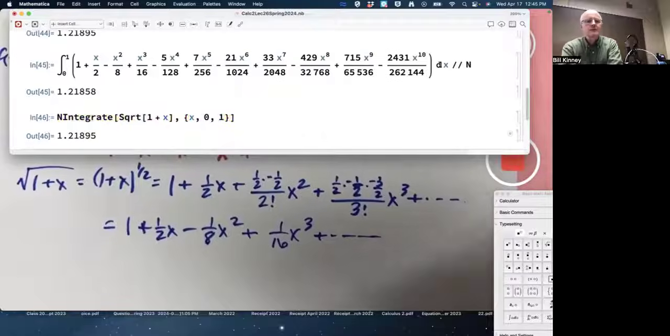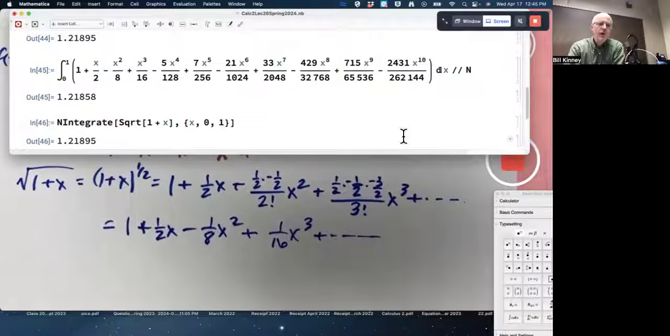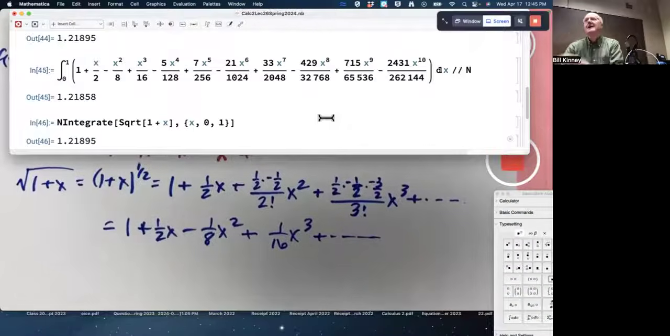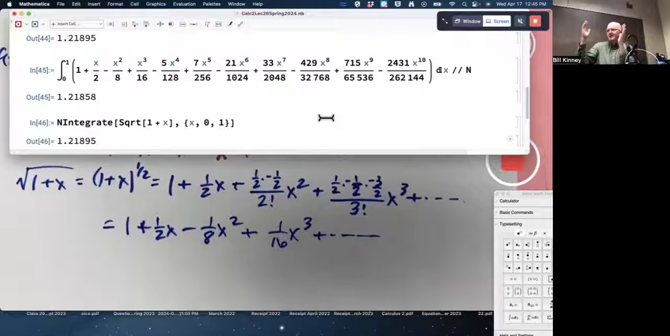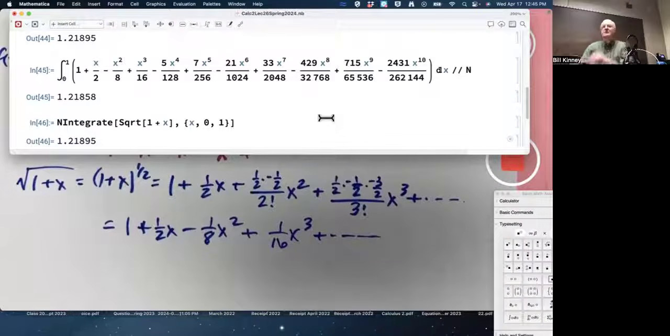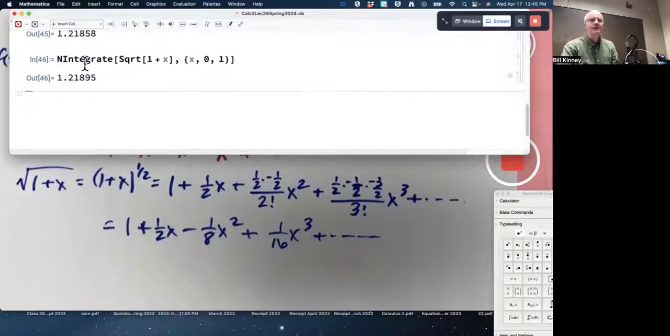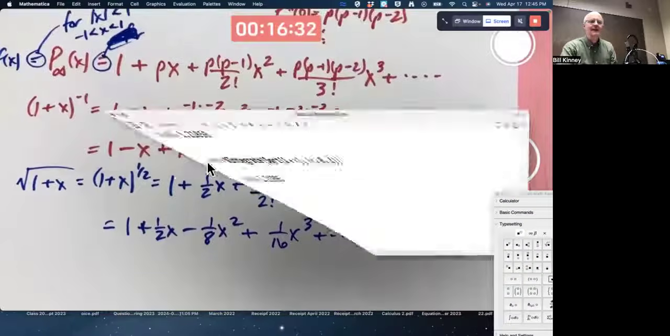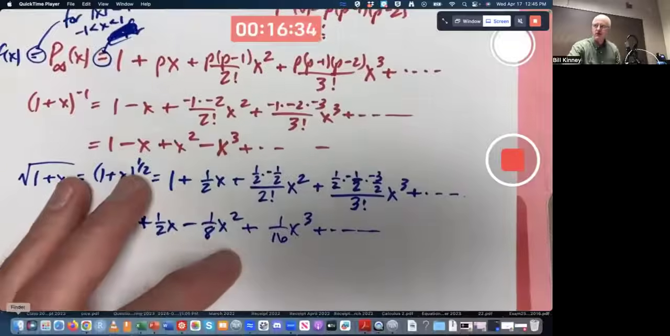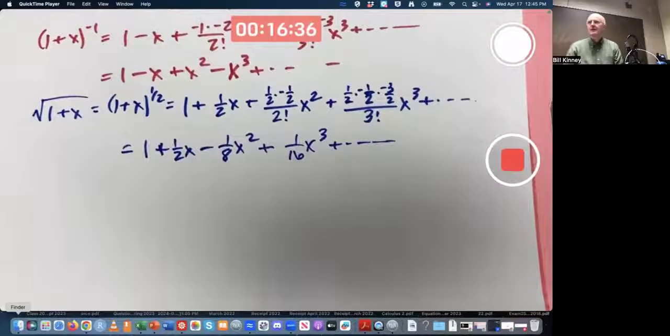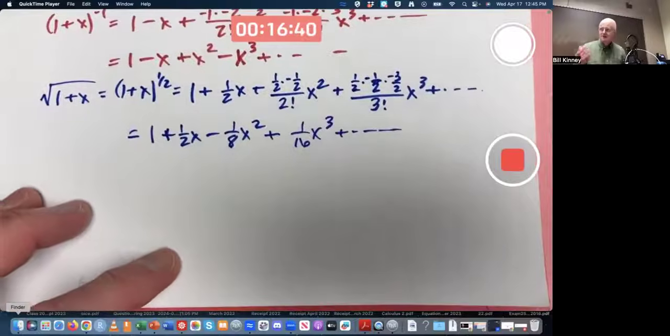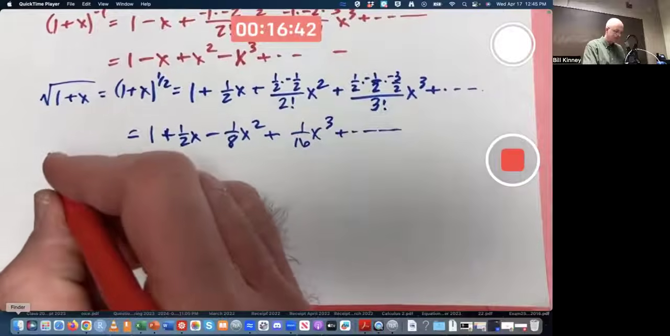X goes from 0 to 1. The correct answer to 5 places after the decimal is 1.21895. Okay, as an indication of one application. Okay, maybe not the best indication, but you could still call it an application. All right, now our examples are going to get a bit trickier. You could say, because of that, you need even more practice.